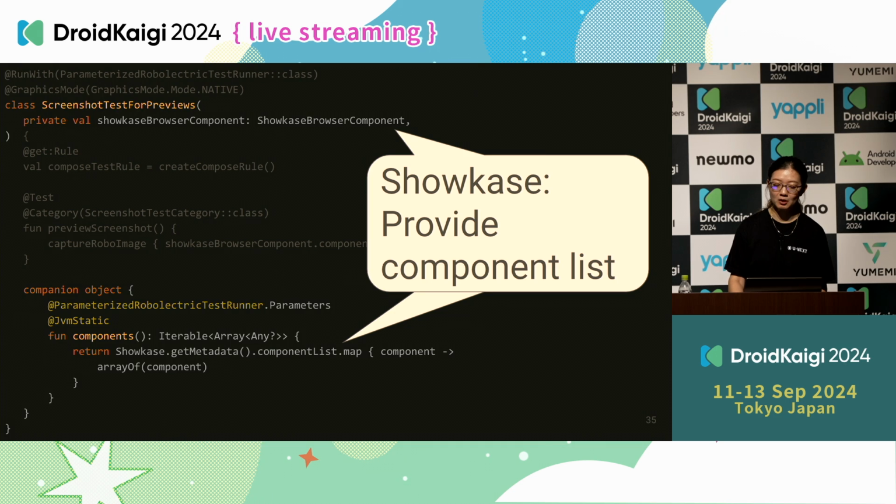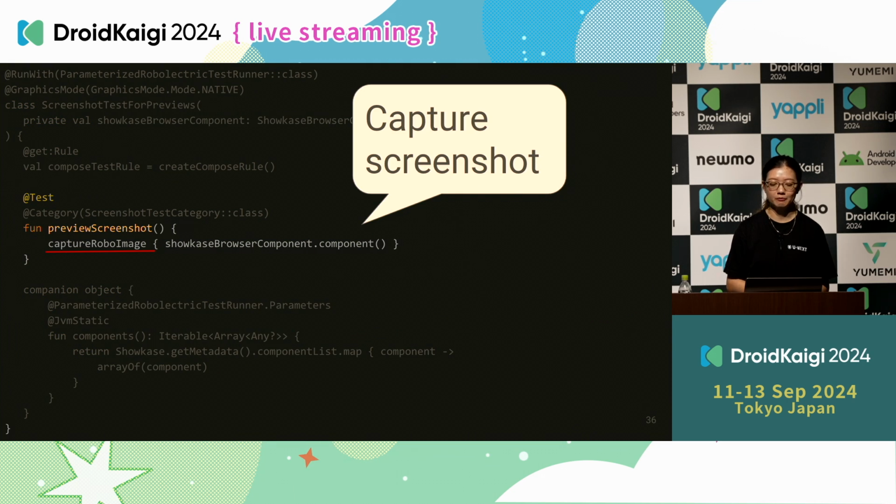At the bottom of the code block, the companion object section contains a static method to fetch all components from Showcase. The components function retrieves the metadata for all composables annotated with Preview and returns them as an array. For each Roborazzi test, get a single preview composable from the component list. By getting a single preview component, same as single testing, we call Roborazzi's function captureRoboImage to take the screenshot.